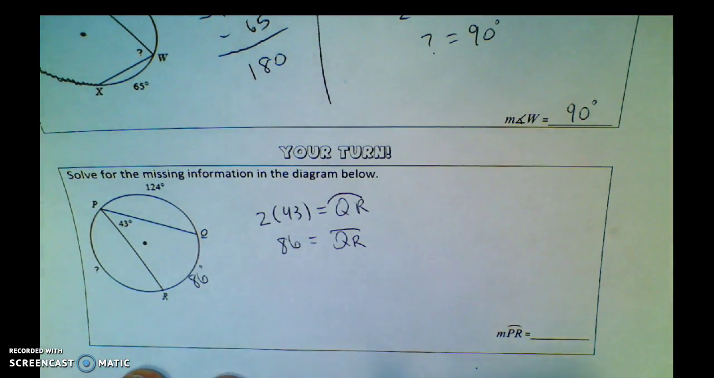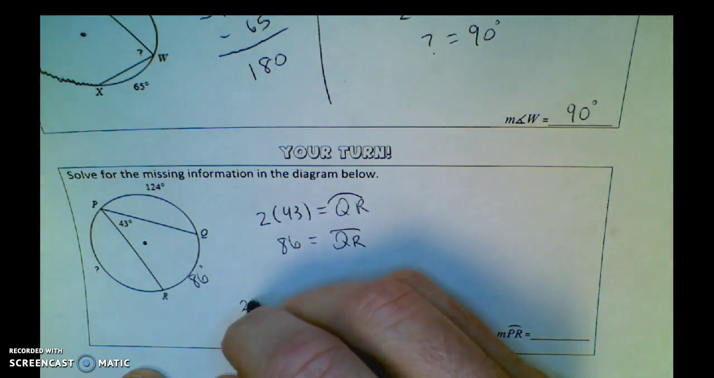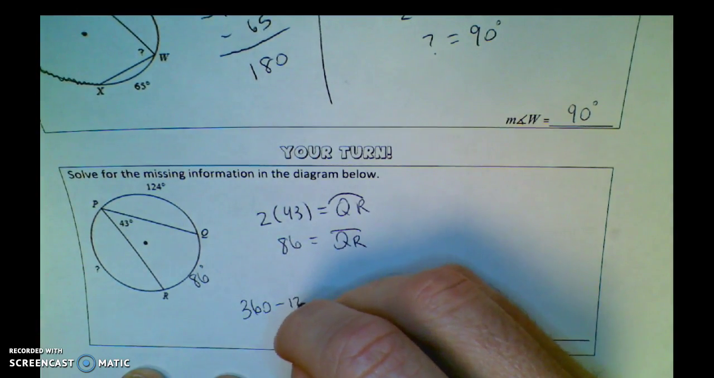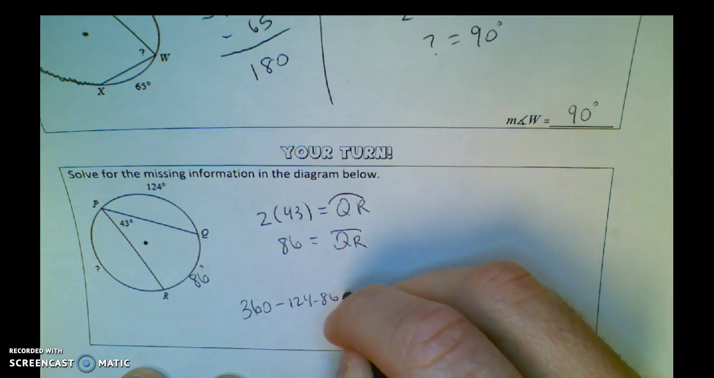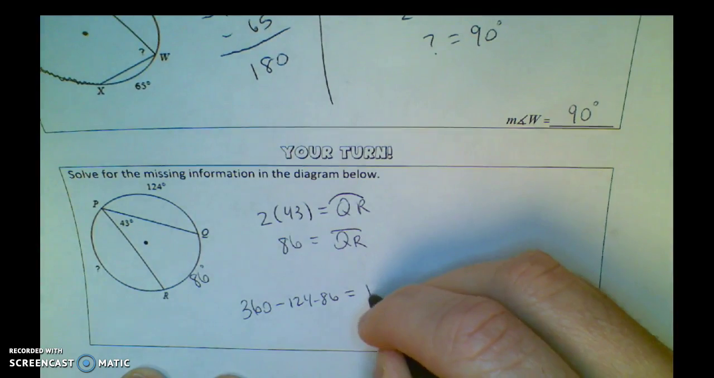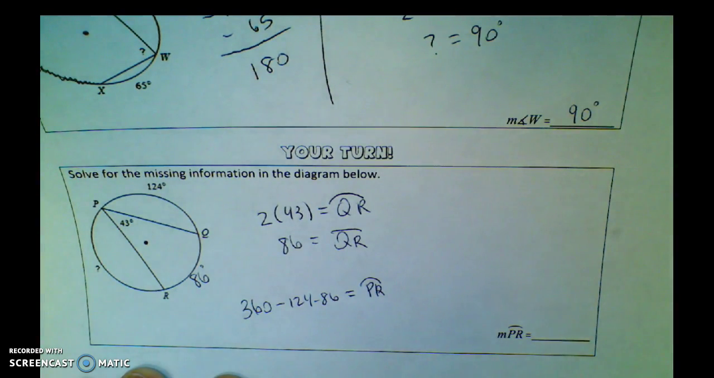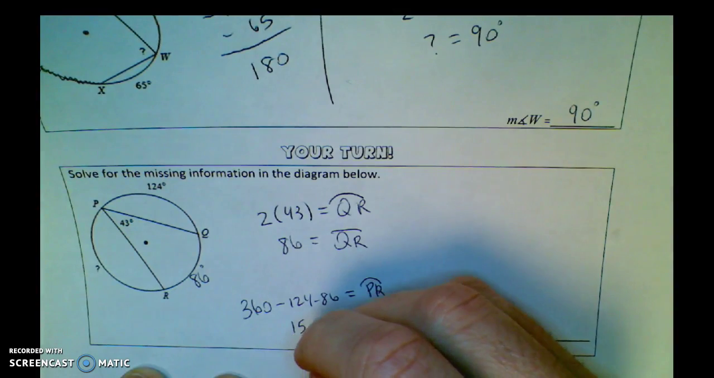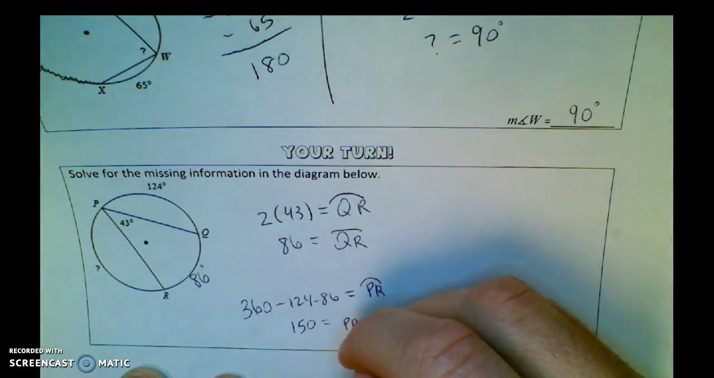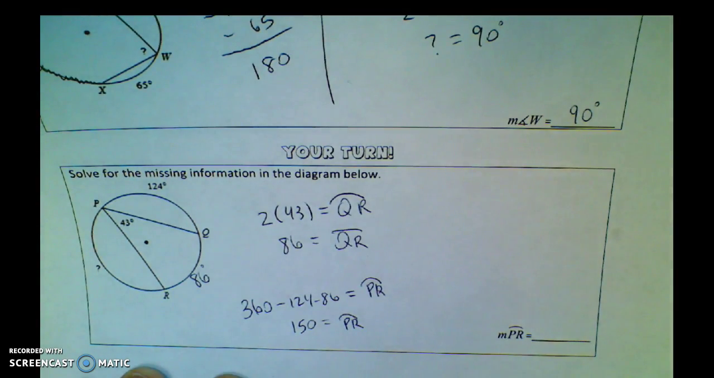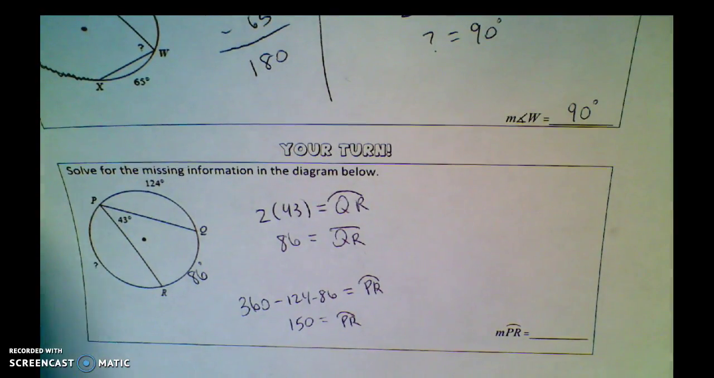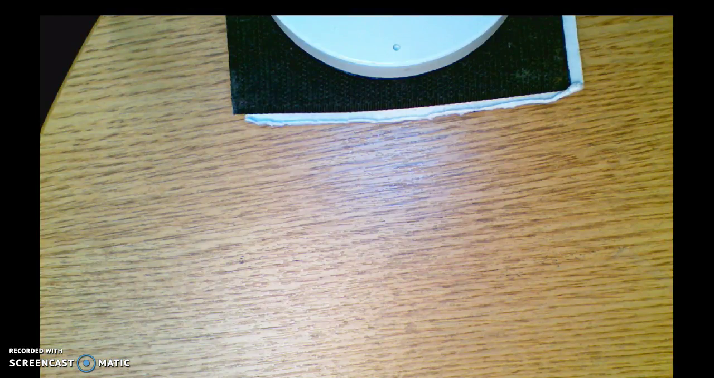So that's the measurement of QR. Then to find the measurement of PR, I just do 360 minus 124 minus 86, and that gives me the measurement of PR. So 360 minus 124 minus 86 gets 150. Let's try the next couple problems.